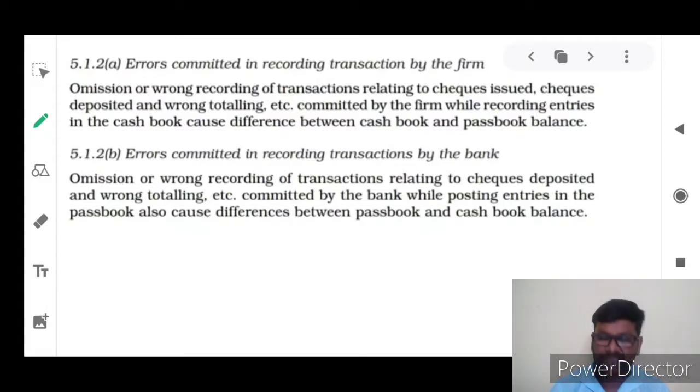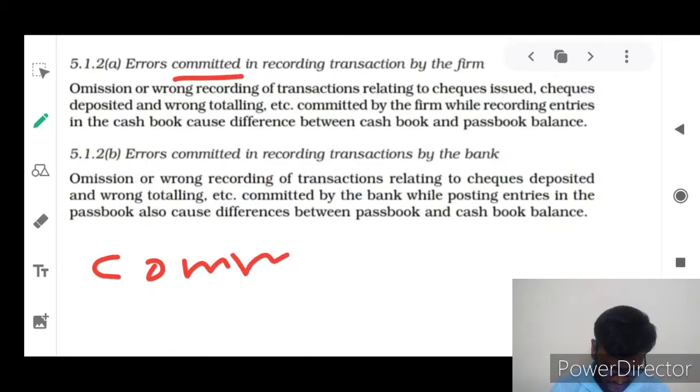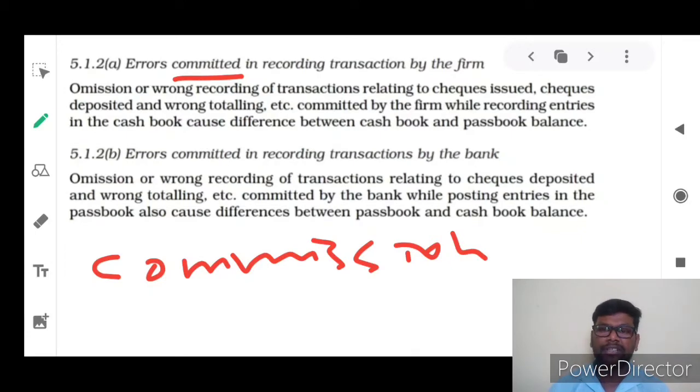You should know beforehand the meaning of commission and omission. Committed errors, or commission-oriented errors, means errors of commission. We will study it very clearly in our next chapter: what commission errors are, what omission errors are, and partly commission, partly omission, and which of them affect the trial balance and which do not, because the trial balance shows very clear information about the financial statements and all the details about the company.